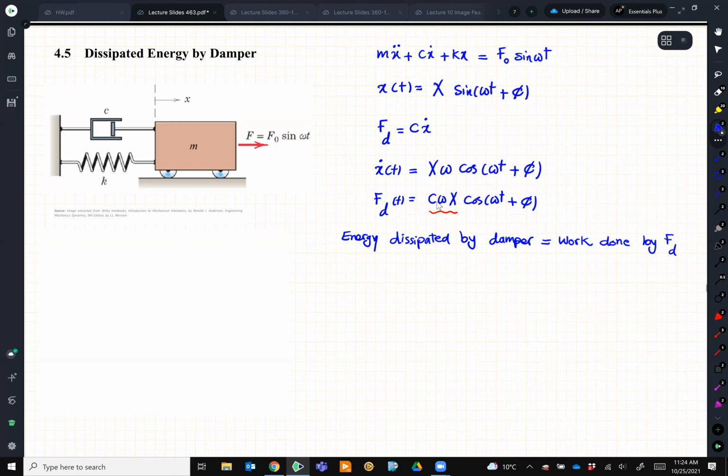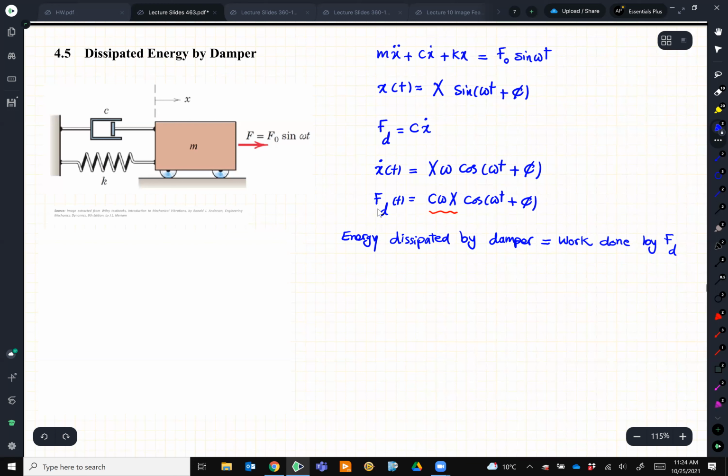Wasting is maybe not the right terminology because we want the energy to be dissipated. Otherwise, our system is going to keep vibrating, right? We want to use that energy. So the energy consumed or used by the damper is equal to the work that F_D is doing. What is F_D? It is the force by damping.